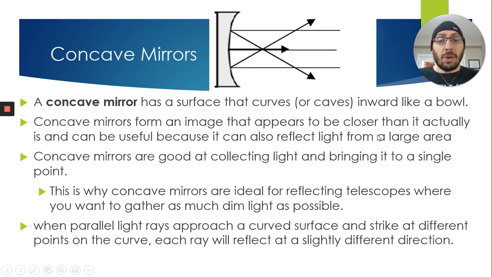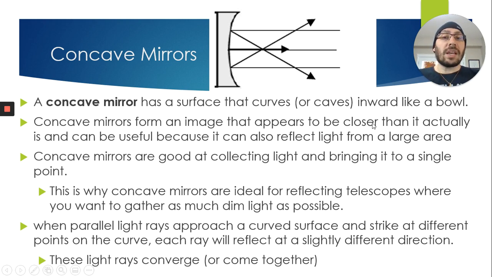When parallel rays approach the curved surface, they strike at different points on the curve, and each one will reflect slightly in a different direction. Now, in the classroom, students would say, "Well, this doesn't agree, or this disproves the law of reflection." That's not true. Remember, the law of reflection is always the light reflecting relative to the normal. So you have to imagine an imaginary line that's perpendicular to this surface here. The normal itself ends up curving out, so the angle ends up being the same, the angle of incidence and the angle of reflection.